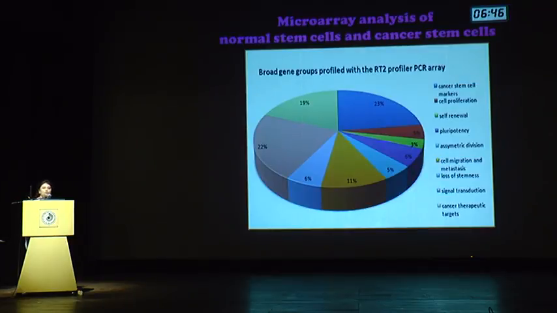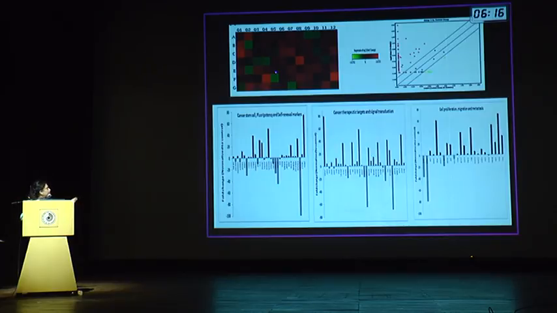So now we really wanted to see what was happening at the molecular level. So we did a microarray analysis with the normal stem cells and the cancer stem cells, and we looked at genes which belong to different cohorts, like cancer stem cell markers related to proliferation, self-renewal, pluripotency, asymmetric division, migration, metastasis, loss of stemness, signal transduction, and therapeutic targets. This is a heat map of the differential gene expression that we found, and we did notice that there were genes being up and down regulated.